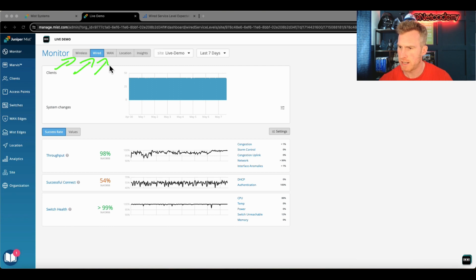But really, to access the wired service level expectations, or whatever expectations, whether it be wireless, wired or WAN, first you need to go into the monitor tab here. And what you're seeing is, of course, all of that AI data that's been classified, categorized into those three service level expectations. Now under this tab here is where you can select a particular site. In this case, because this is just the live demo that's accessible around the world, for Juniper people, this is the live demo. But this could be a particular switch as well.